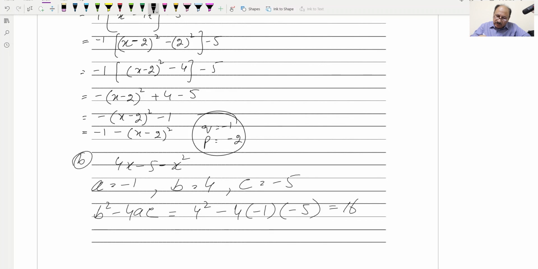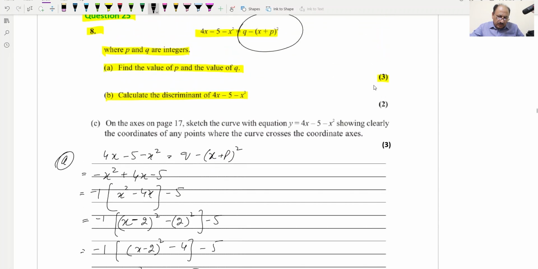and this will be equal to 16 minus, into minus plus, into this minus ultimately, and 4 into 5 will be 20, so this will be equal to minus 4. So discriminant will be minus 4. This is done. And c part is basically sketching curve, which is not included in this algebra. So sketching curve I will be dealing separately in that topic, so you should check the playlist for sketching curve portion.